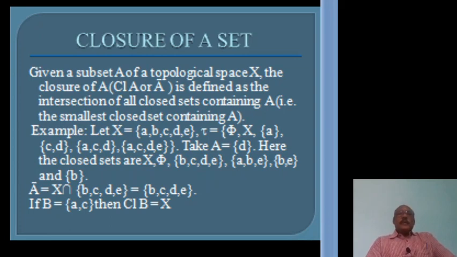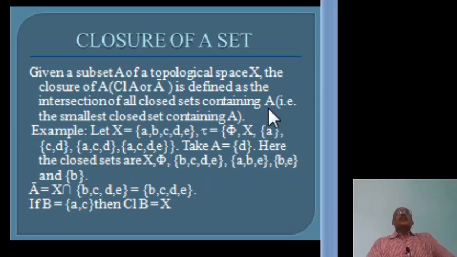Now let us define the closure of a set. We consider a subset A of a topological space X. Here we find the closed sets containing A. Does there exist a closed set containing A? Yes. At least the whole set X is a closed set containing A. Similarly, we find all closed sets containing A. Then we find the intersection of all such closed sets containing A. That set is called the closure of A, and it is denoted by A bar or cl(A). So, it is the intersection of all closed sets containing A.